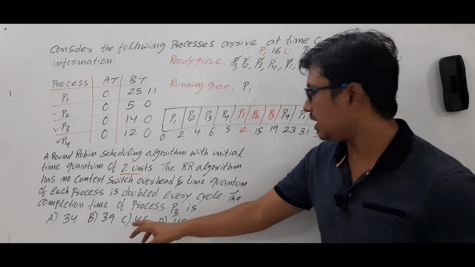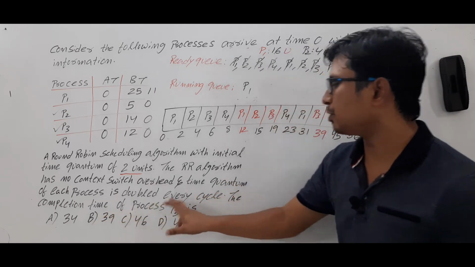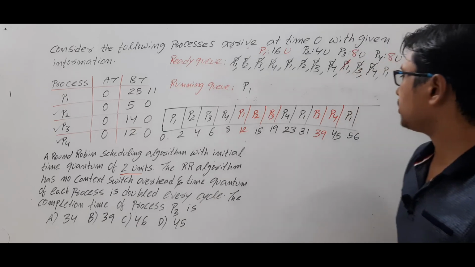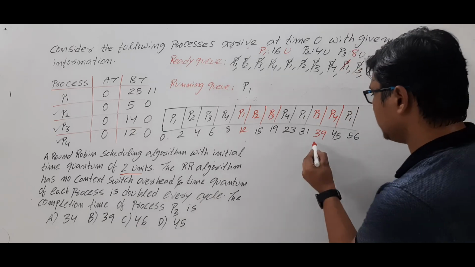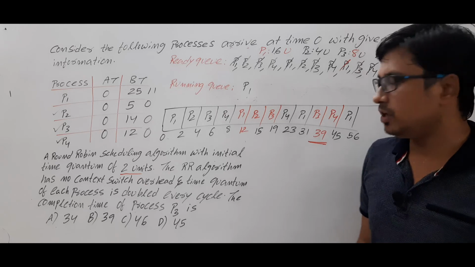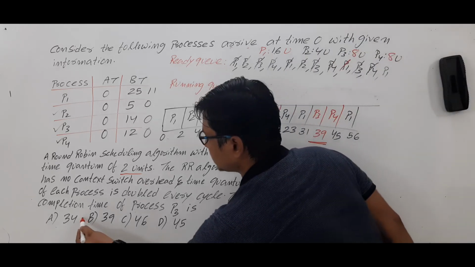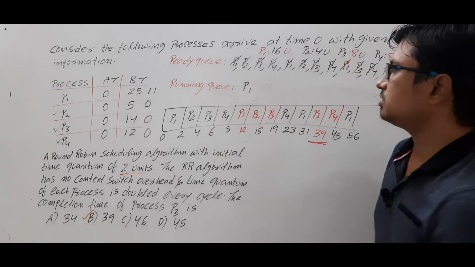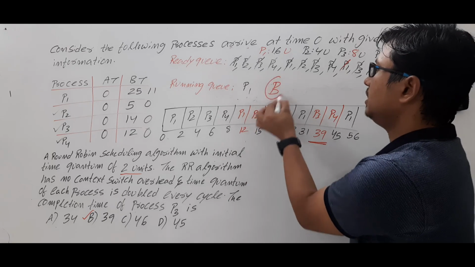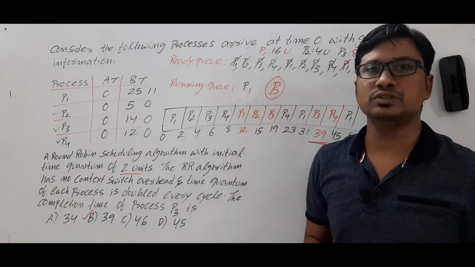Now what they have asked is the completion time of process P3. At what time has process P3 completed its task? Here, at 39 units of time, process P3 has completed its task. So the right answer for this question is option B. I hope you have understood how I solve this question.